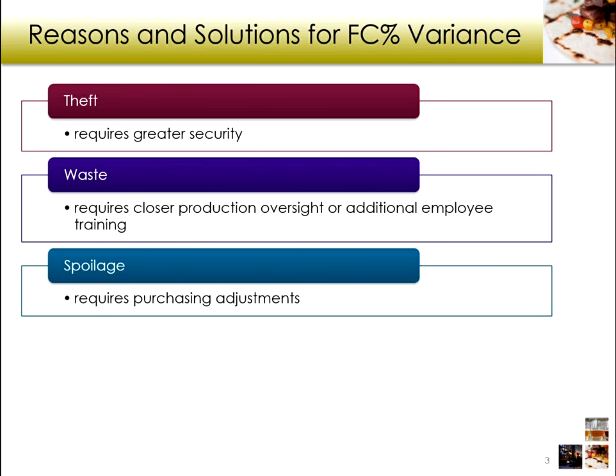Another one is spoilage, right? So spoilage is when we're ordering too much, right? So we have product that's going bad in the coolers before we can use it up or sell the product. So again, this ties in with forecasting a little bit later, right?